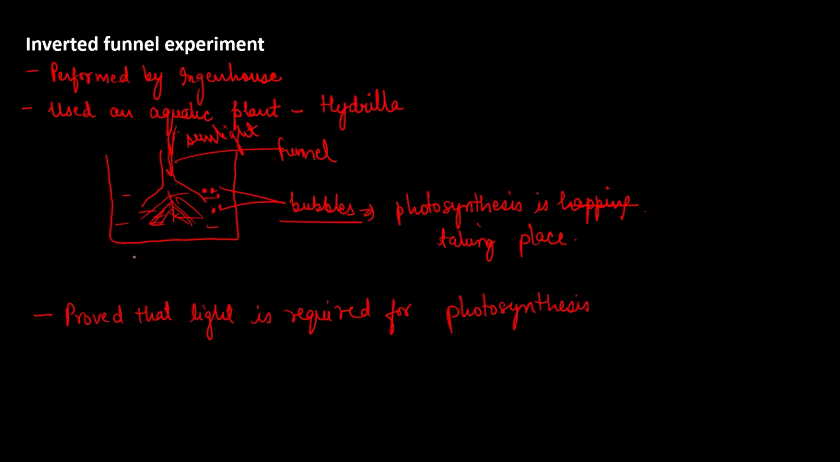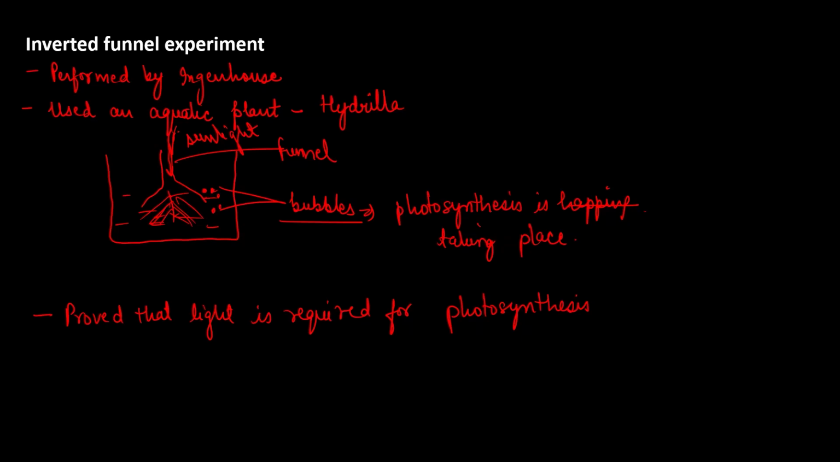So he took a plant named Hydrilla, an aquatic plant, so it would be under the water. Then he used a funnel, and through the funnel he sent sunlight. He observed that when the plant was exposed to the sunlight, bubble formation took place, and through this he showed that photosynthesis is taking place. So this was the inverted funnel experiment, and both of these experiments proved that light is required for photosynthesis.